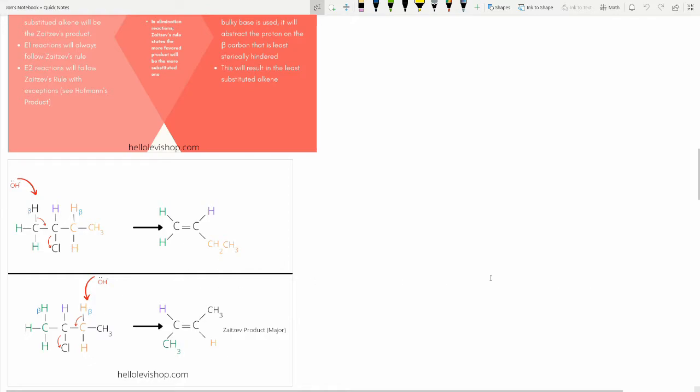This is mono-substituted because it only has one alkyl group. Now if we look at the bottom example, again we have 2-chlorobutane as the starting material. Same thing, we have two beta hydrogens, but let's abstract the beta hydrogen on the right. Again, we have a hydroxide ion, which is a strong base. It will abstract this beta hydrogen, a double bond forms, and the leaving group leaves. The product is a di-substituted alkene, and the bottom product will be the Zaitsev product, because it is the more substituted alkene. We know this is a di-substituted alkene because it has two alkyl groups, one right here and one right here.